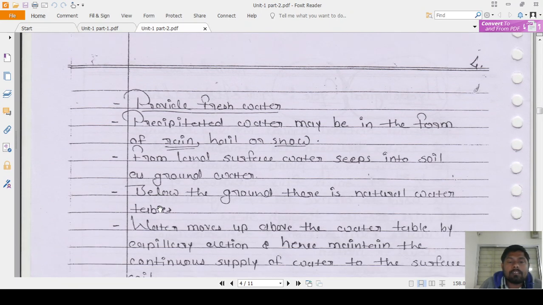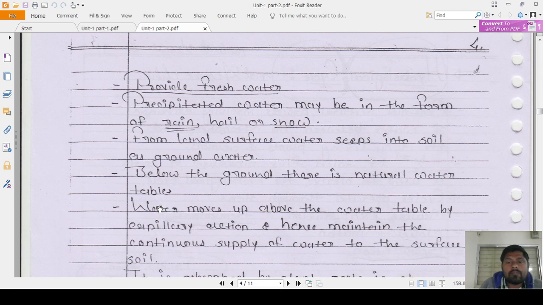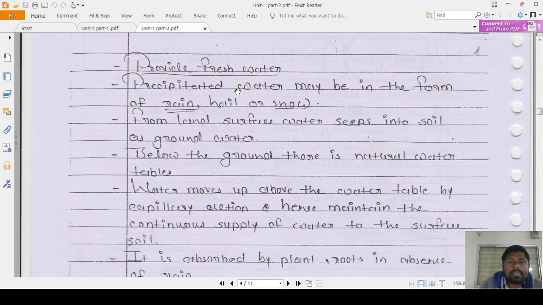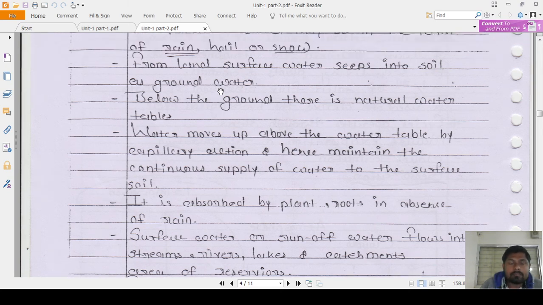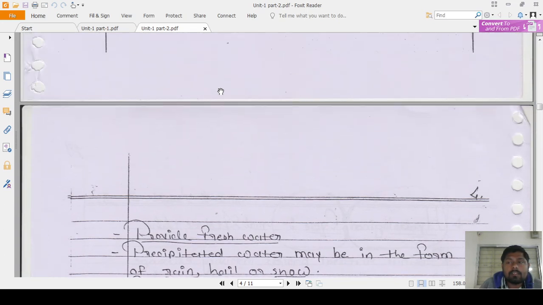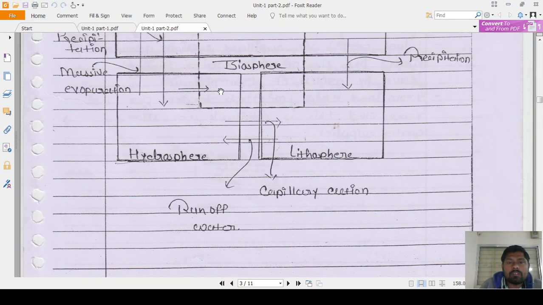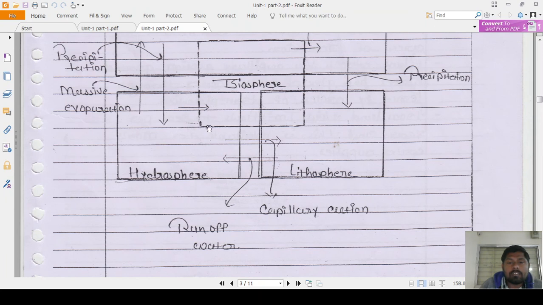Then it provides fresh water. Precipitated water may be in the form of rain, hail or snow. Land surface water seeps into the soil or groundwater. Then below the ground there are natural water tables. Combined, that portion is known as the biosphere.